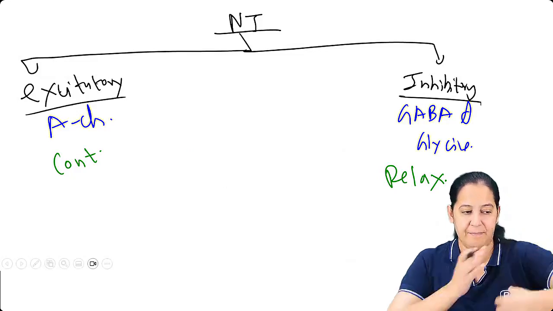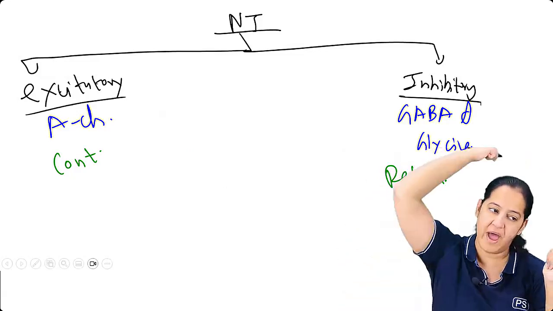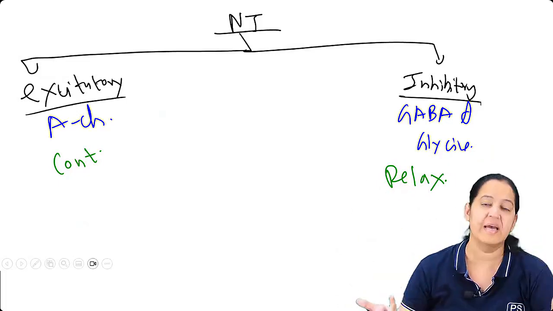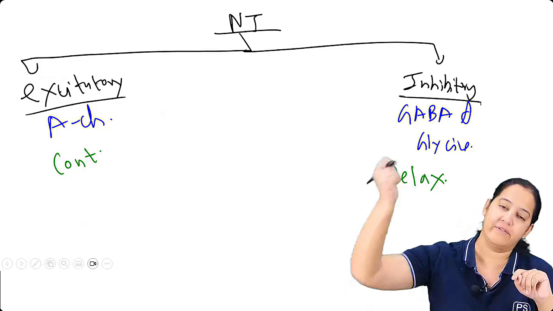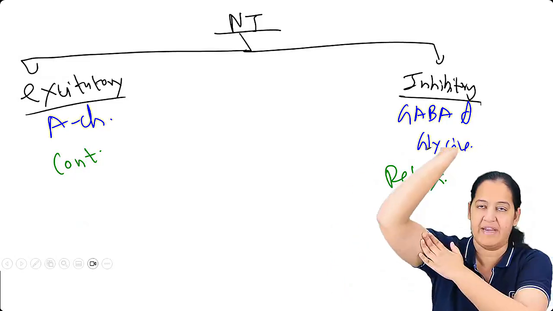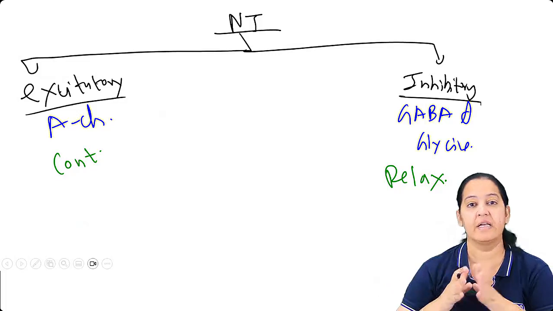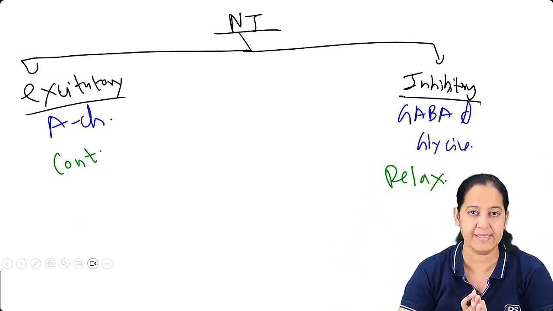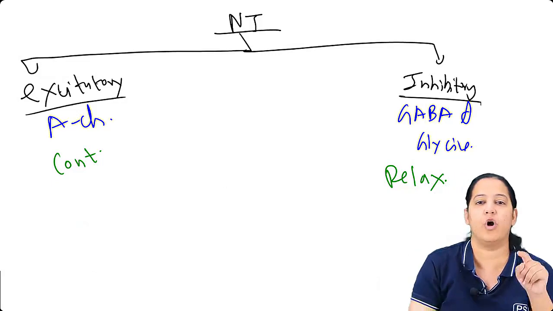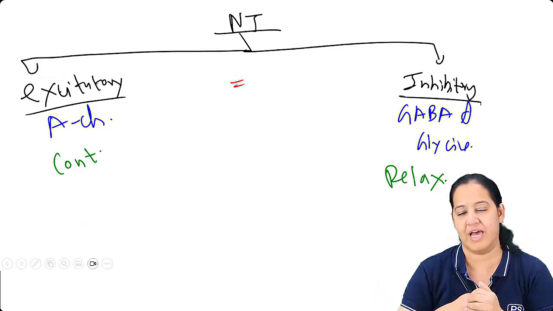See my bicep, my tricep, my deltoid. I can contract, I can relax. It's my choice, they are under voluntary control. Whenever we want to contract, we secrete acetylcholine at the nerve ending. Whenever we want to relax, we secrete GABA and glycine at the nerve ending. So there is a balance between the two, and according to the condition, we can use that.